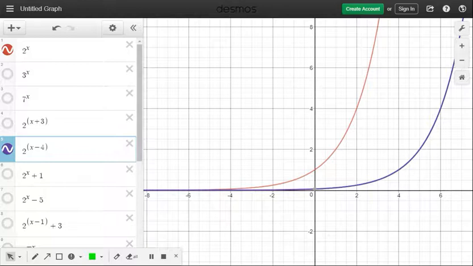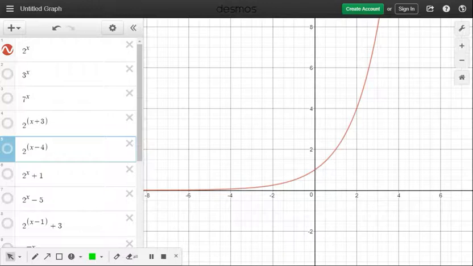So again, if there's a number with the x, we can see that it shifted either to the left or to the right. If it's plus with a number, it means to the left. If it's minus, then it's going to go to the right. Now, let's talk about when there's a number after 2 to the power of x, meaning that this 1 right here in this example is not part of x, it's just after the function.